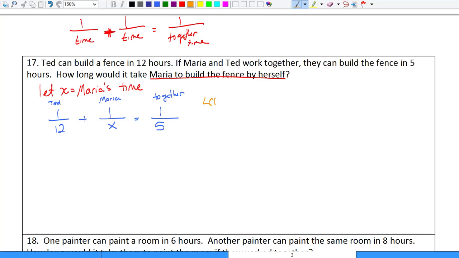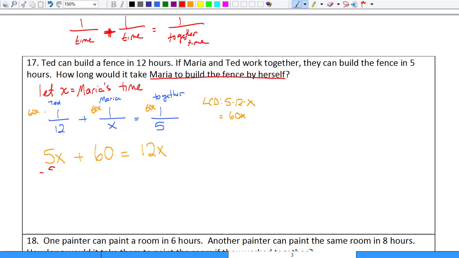So the LCD here between 12x and 5, they don't have anything in common, so basically you're just going to take each of them and multiply them, which gets 60x. I'm going to multiply 60x to every single numerator, and when I reduce 60 divided by 12, that's 5x. 60x divided by x, the x's divide out and you're just left with 60. And 60x divided by 5, that's 12x.